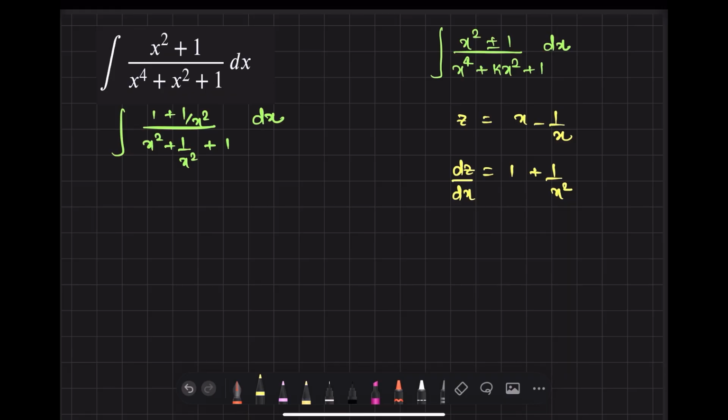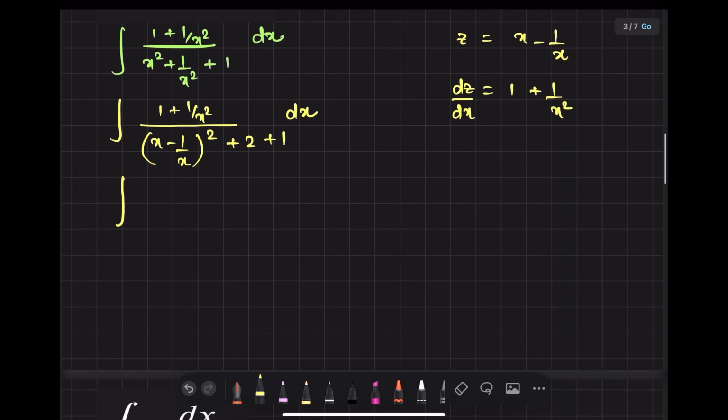Now you can manipulate things. First, just write down this thing in simplified form. So 1 plus 1 by x square. Now you have to write this x square plus 1 by x square in terms of this. So how will we do that? Look at this. We will be writing x minus 1 by x, then whole square plus 2 plus 1 dx, correct? Now you can apply the substitution.